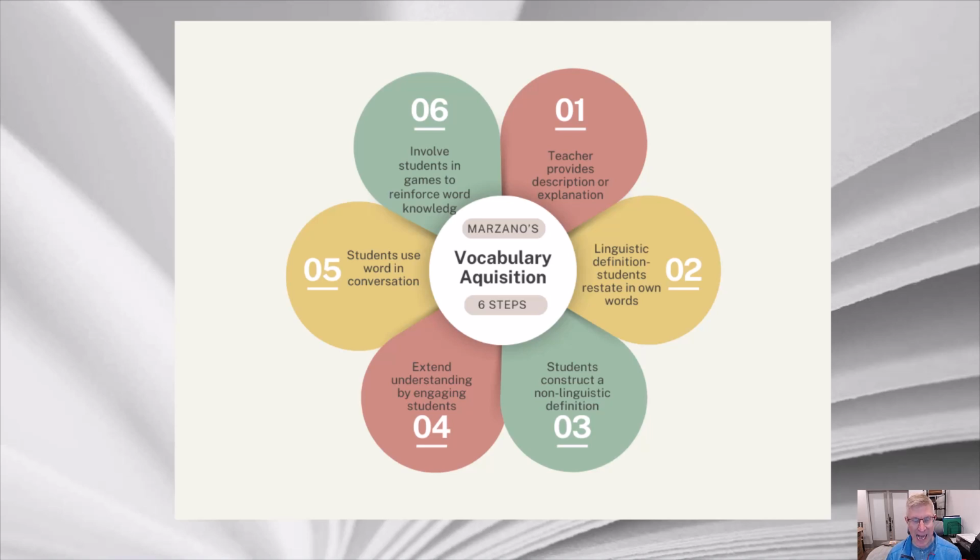Number two, ask students to restate it in their own words. Encourage the students to actively engage with the new word. Ask them to explain it in their own language. This also will help you gauge an understanding of what they know and identify right off the bat any misconceptions that they have. Marzano's third step is to construct a visual representation.